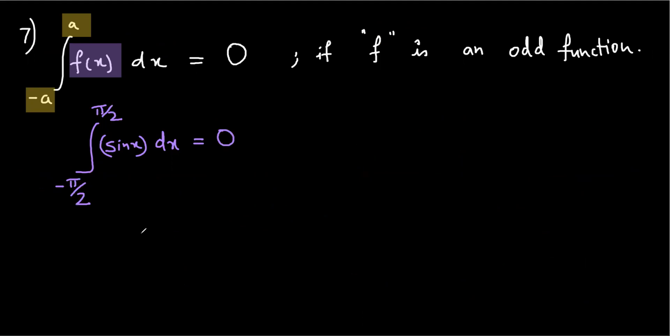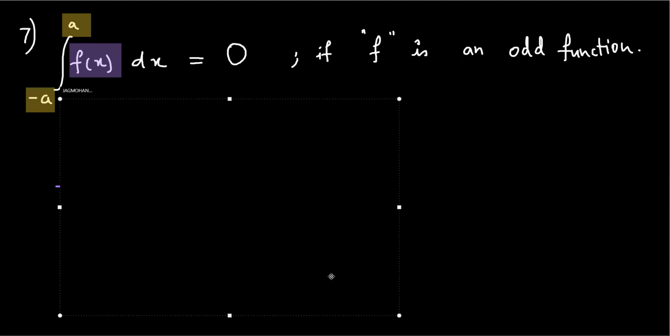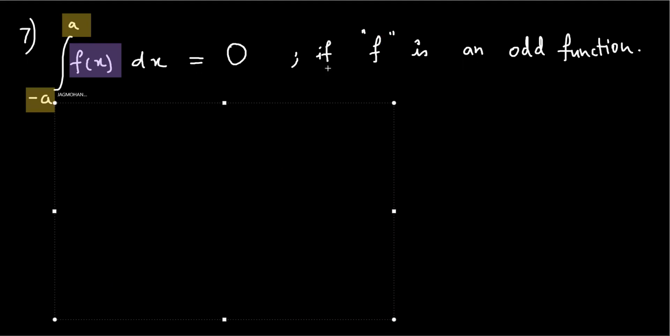I take another example. Suppose I have negative 5 to 5, and I have to integrate x raised to 3 dx. What will be the answer? The answer will be 0 once again. Why? Because x cubed is an odd function. So this is property number 7. I wrote the property, I also solved it, and I also gave you an example for this.